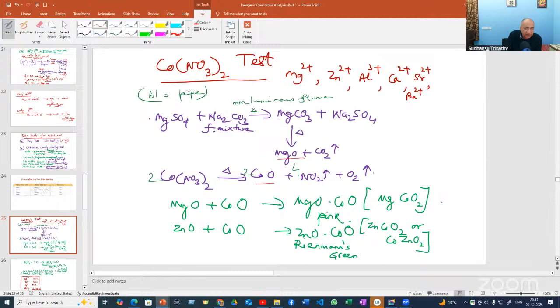Similarly, if it is zinc oxide, then zinc oxide and cobalt oxide will give you zinc cobaltate or cobalt zincate, because both are amphoteric. So it is better to write ZnO.CoO. This is called Rinman's green. Either you can write zinc cobaltate or cobalt zincate, nothing.